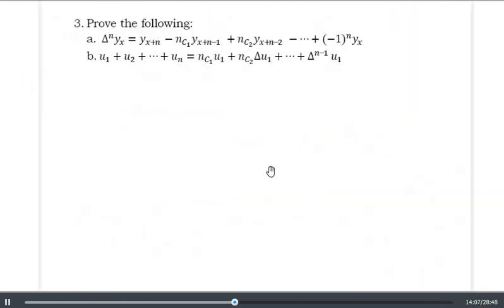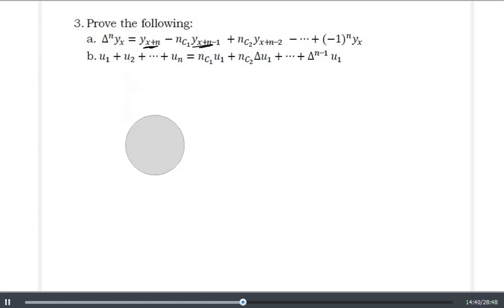So let us move to the other one. So here there is a problem. Prove the following: delta power n acting on y_x equal to y_(x+n) minus n choose 1 into y_(x+n-1) plus, and so on. So earlier if you observe, we acted it on u_(x-n), so that here you have u_(x+1), something like u_(x-1). But here you are acting on y_x.